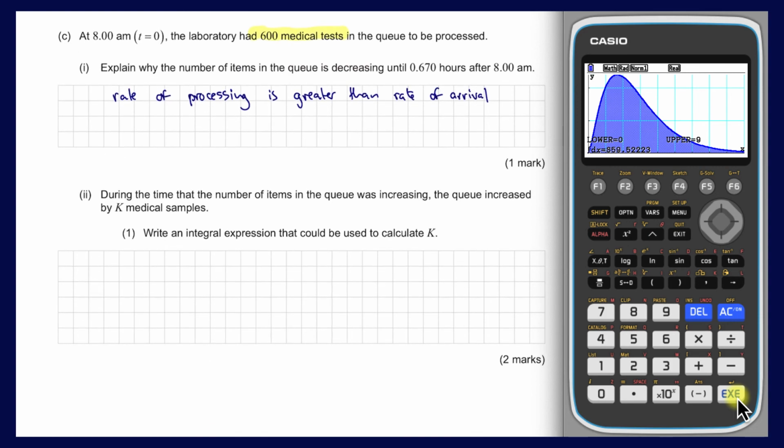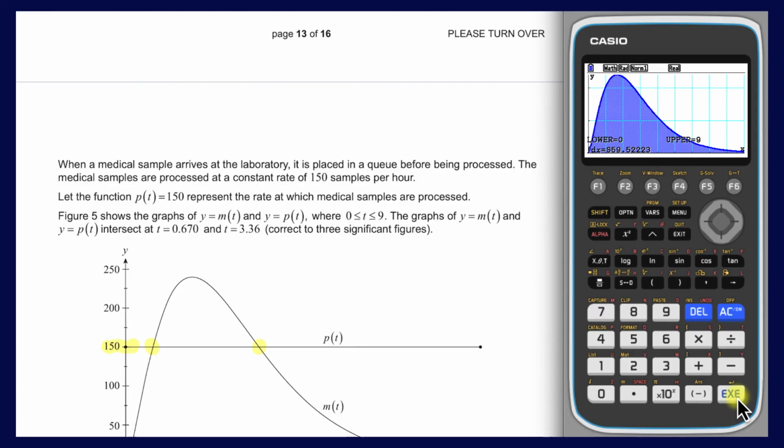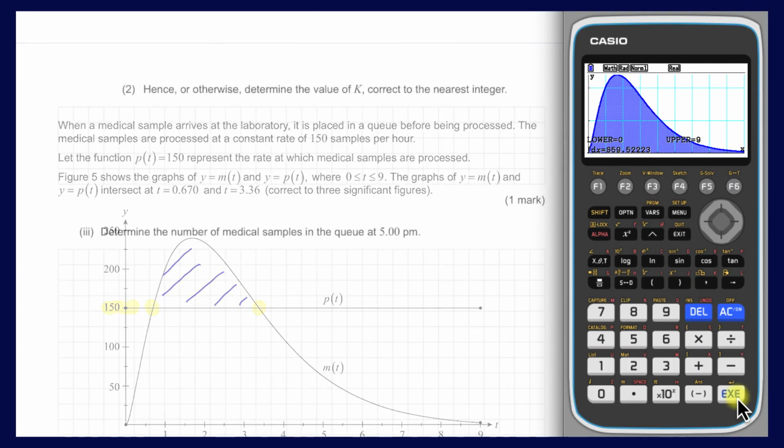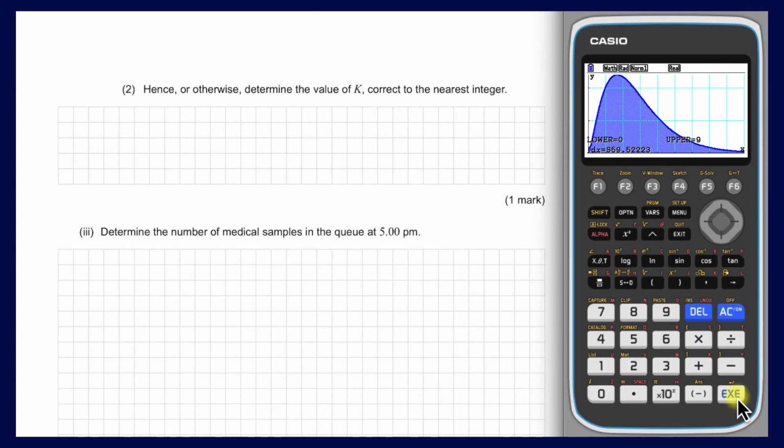So C part 2 says that during the time the items in the queue are increasing, the queue increases by k samples, and we need to find k using an integral expression from 0.67, the first intersection point, to 3.36 of m of t minus p of t dt. And that essentially is finding this area here, which is the amount by which the arrivals exceed the processing between those two periods of time, 0.67 and 3.36. Now, hence or otherwise, we're going to find that value of k. I'm not sure what the otherwise would be, but I'm going to do this.